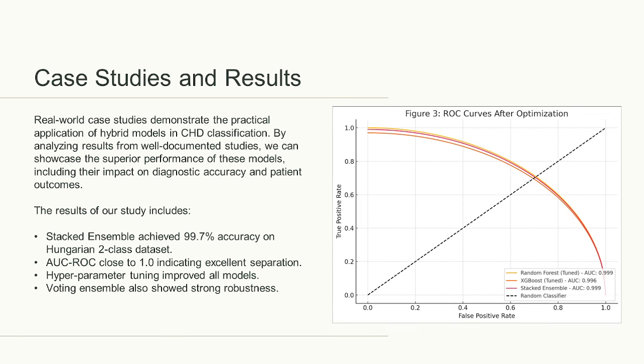Hyperparameter tuning improved all models. The voting ensemble also shows strong robustness. In these figures, we see the random forest tuning. We got 0.99 as the best AUC, and XGBoost also 99.6, stacked ensemble 99, close to each other. We see the effect on the performance of our models using tuning and the stacked model.